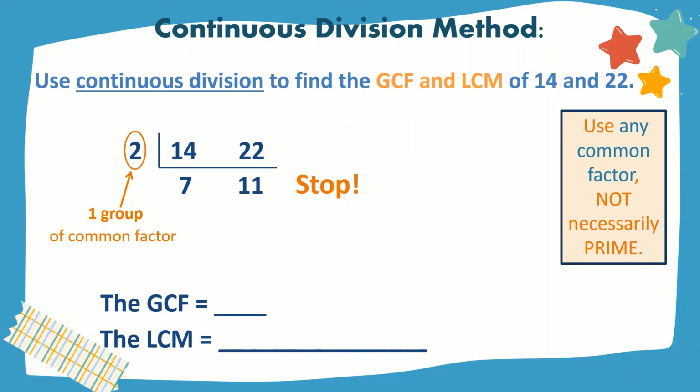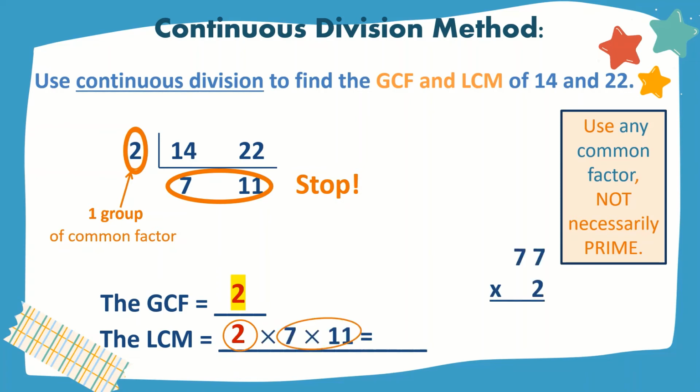So to find the GCF, you simply copy number 2, since there's only one group of common factor, which is 2. To find the LCM, you multiply the group of common factor, which is 2, and the remaining numbers at the bottom. So to find the LCM, we have 2 times 7 times 11. So 7 times 11 is 77, times 2. We still get the answer 154.